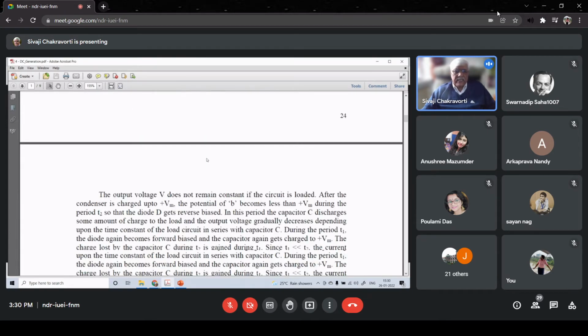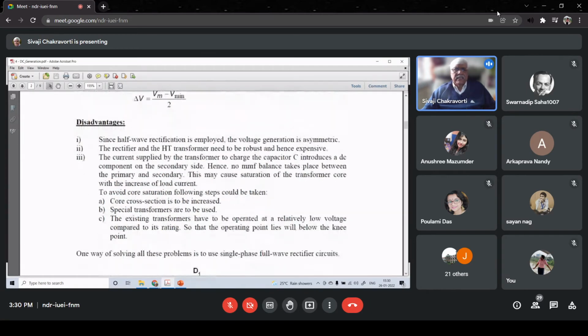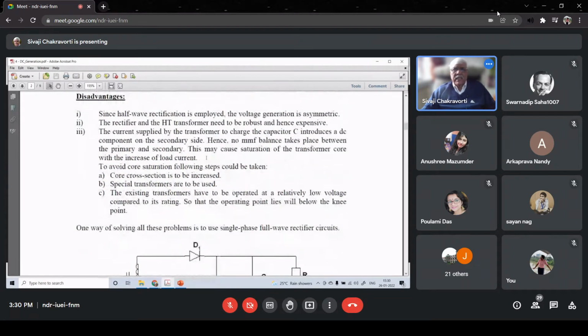So this asymmetry creates certain problems. It might cause core saturation if this current gets higher because of some load resistance. Because it is only in one half cycle, and moreover this is a DC current in that particular half cycle, there is no MMF balance between primary and secondary of the transformer. So very special transformers are required, which is again not a very good decision.